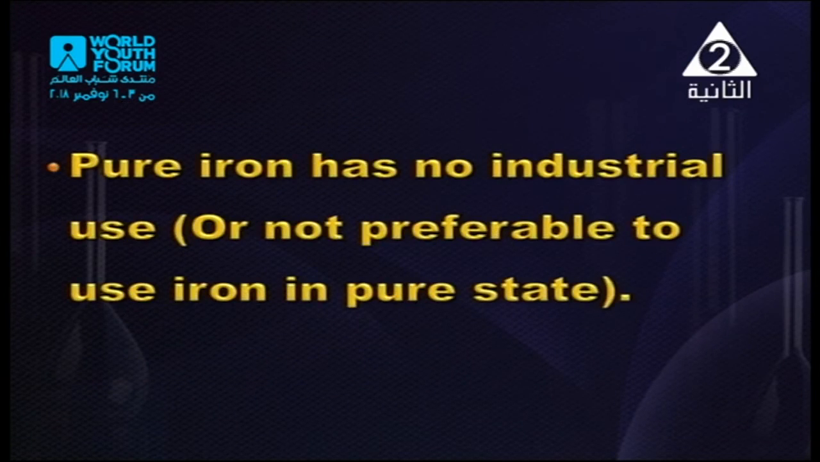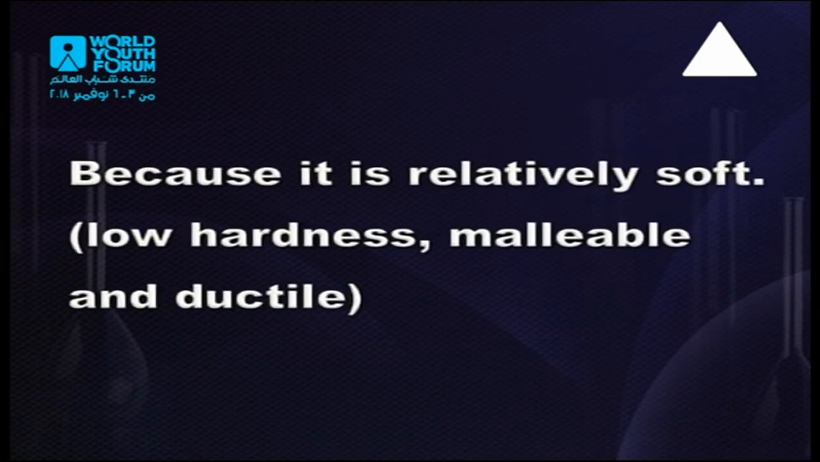Next point, pure iron has no industrial use, or it is not preferable to use iron in pure state. The reason for that, because it is relatively soft, which means low hardness, malleable, and ductile. My dear student, remember that manganese cannot be used as pure metal, as it is brittle, while iron can't be used as pure metal, as it is relatively soft.